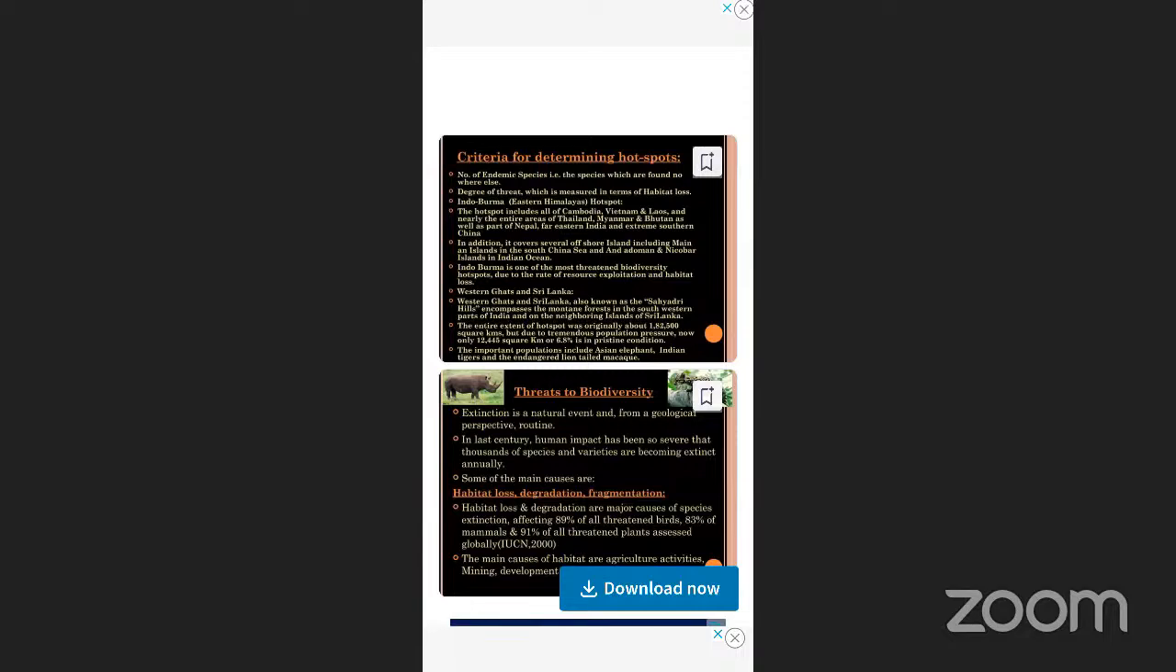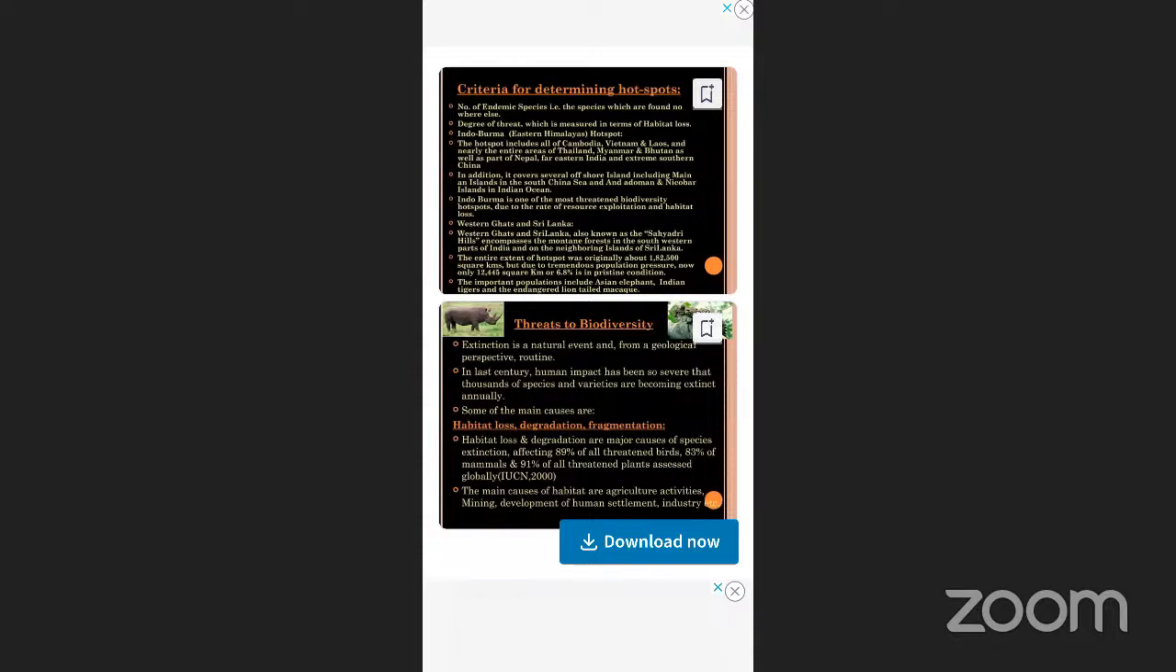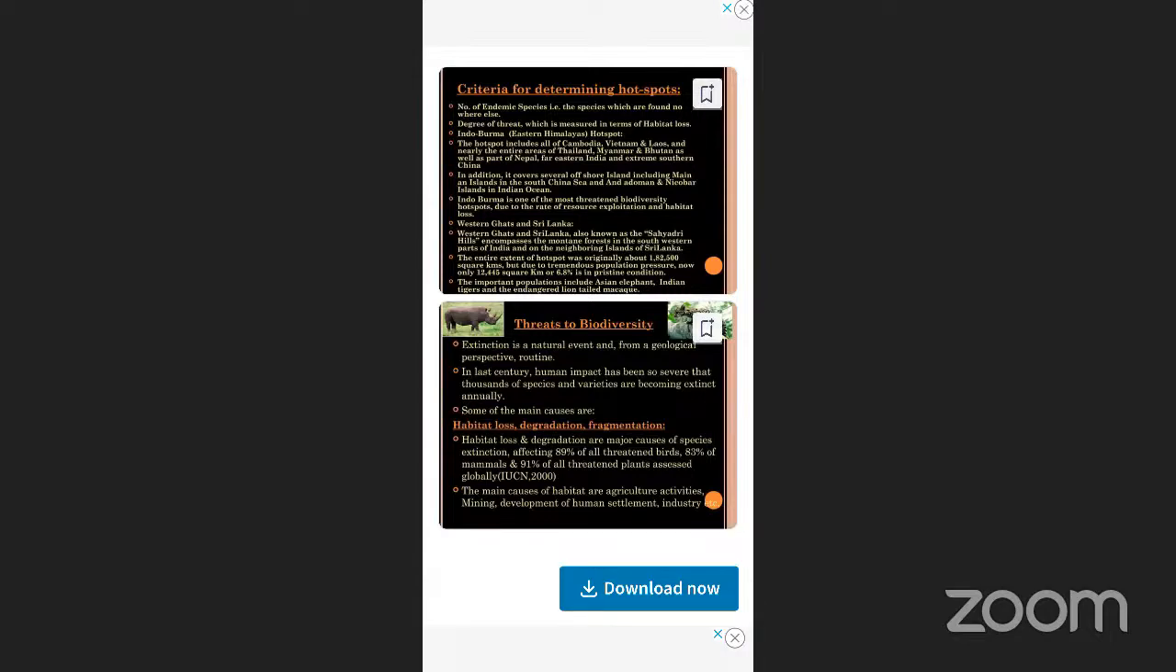In addition, it covers several shares of the islands, including the South China Sea and the Andaman Nicobar Islands. The richest forest can be seen in Brazil. The richest biodiversity hotspots are also located in the Brazil area. Next one, the Western Ghats and Sri Lanka also. The entire extent of the hotspots was originally about 1 lakh 50,000 square kilometers.